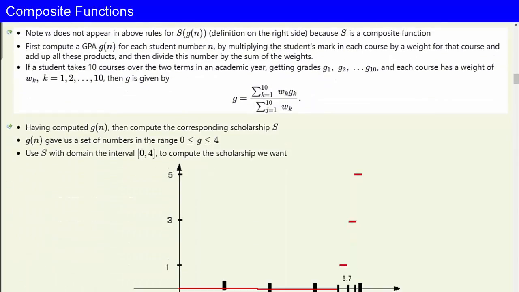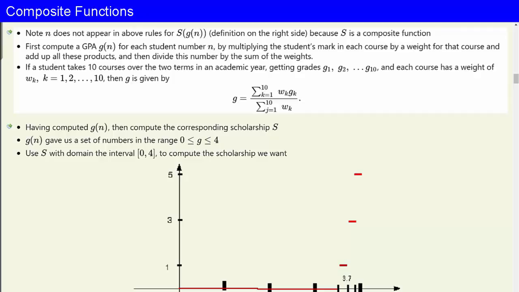Notice something strange. We wrote the rules as S of G of N because we want the computer to assign a scholarship to each student number N. But N does not appear in the definition on the right side. That's because S is in fact a composite function. First, we compute a grade point average, G of N, for each student number N. This is just another simple algorithm for the computer.